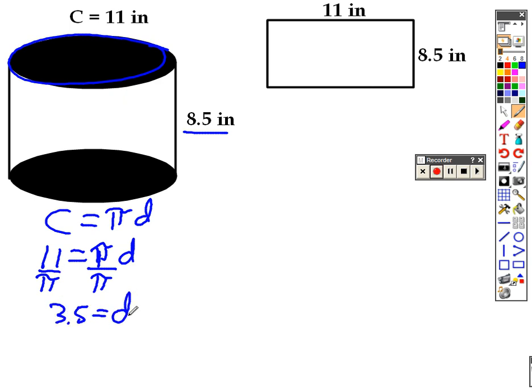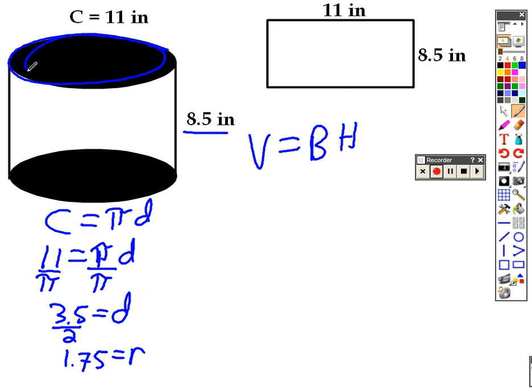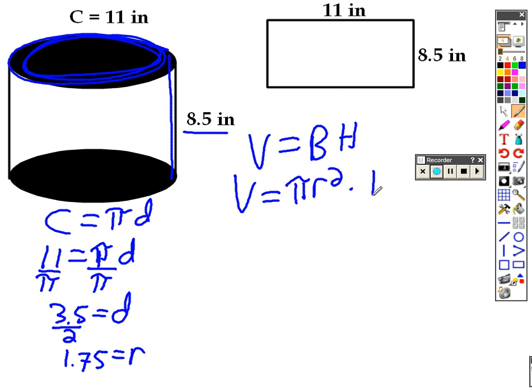Now again, we don't want the diameter, we want the radius, so we cut that by 2 and we get 1.75 equals the radius. Now I'm saving all this on the calculator, I'm just rounding it when I show my work here. So now that we know that 1.75 is the radius, now we can find the volume. The volume again is big base times the height. Again, the big base is my circle at the top, find the area of that, and times it by the height. Volume equals, again, circle is pi times radius squared, that's the area of a circle, times the height.